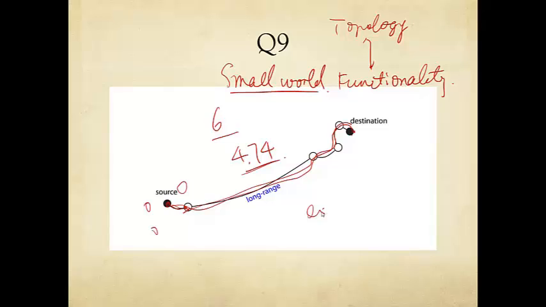So it's not just about the existence of short chains, but also the computability or the discovery of some short chains using only very limited local information. And that is the true surprise we try to explain through different models of small world networks.